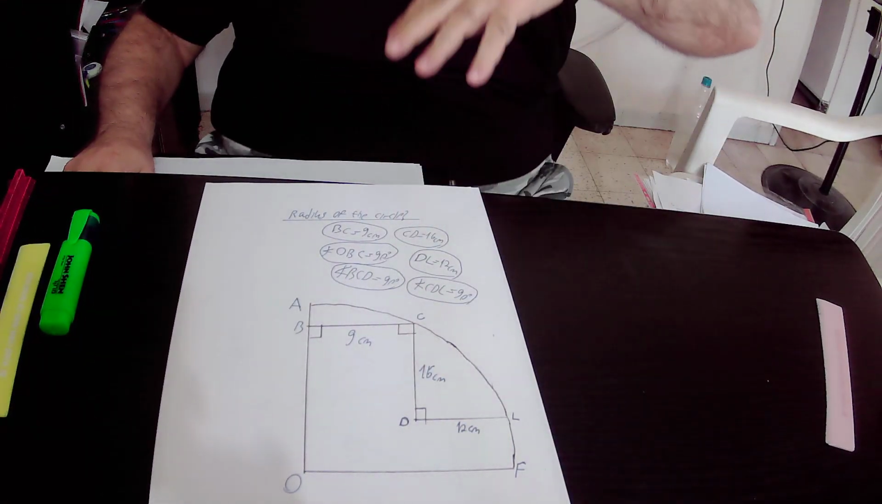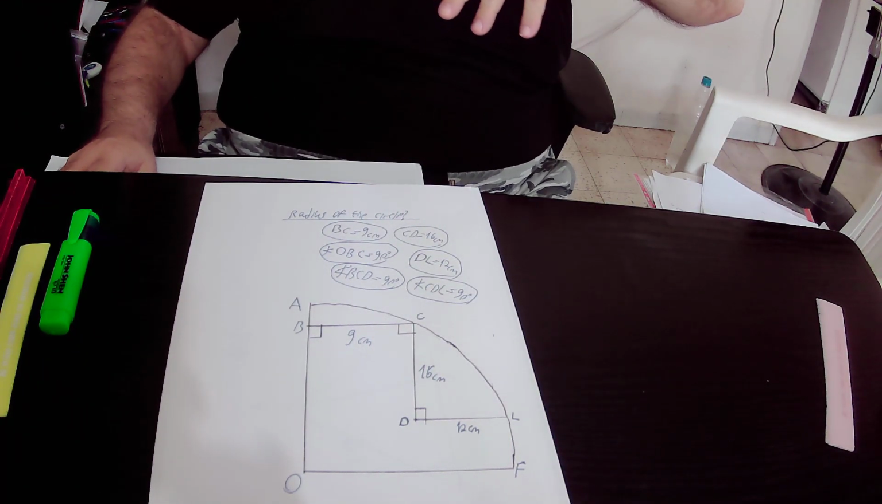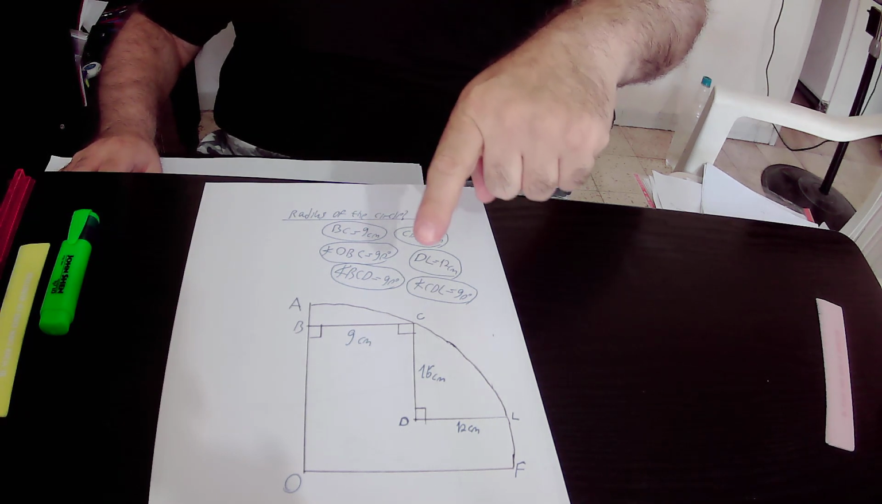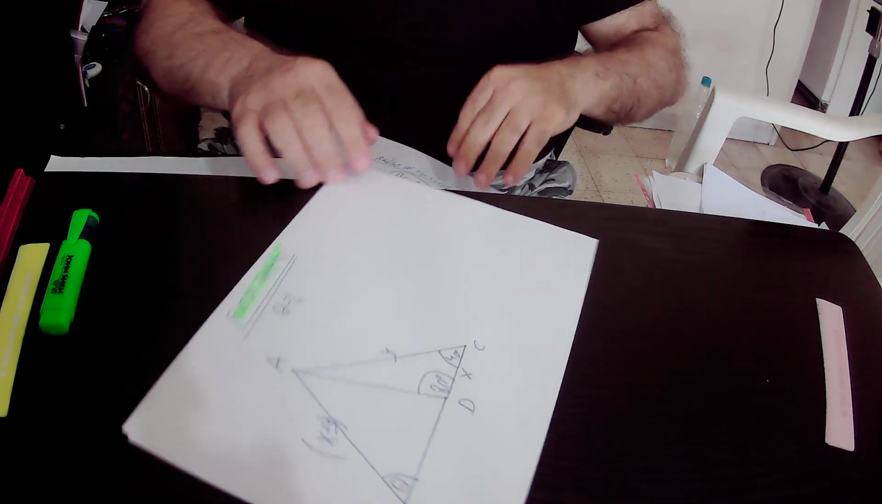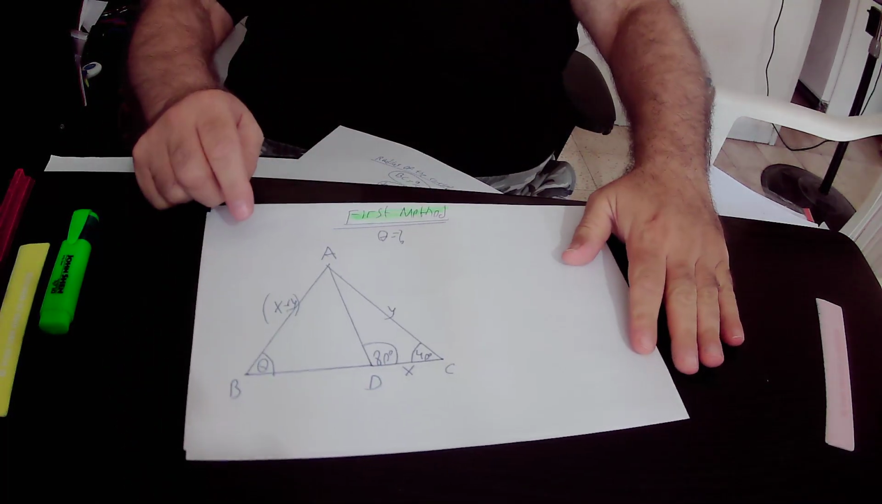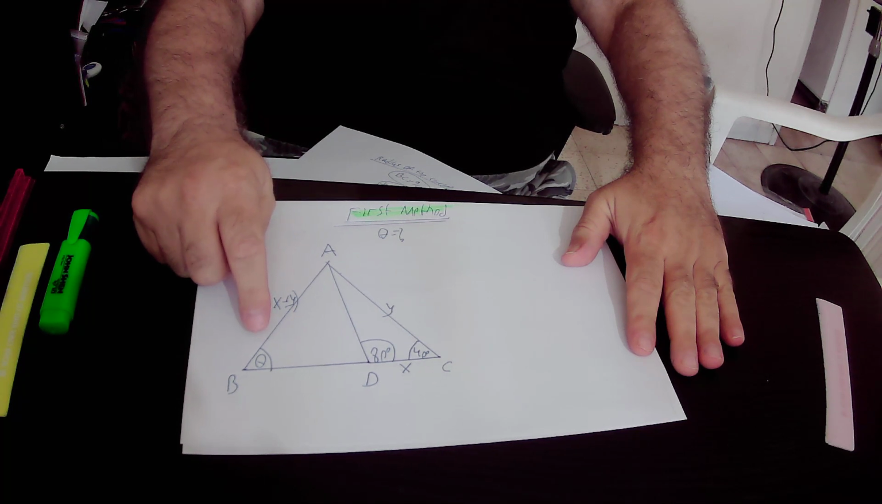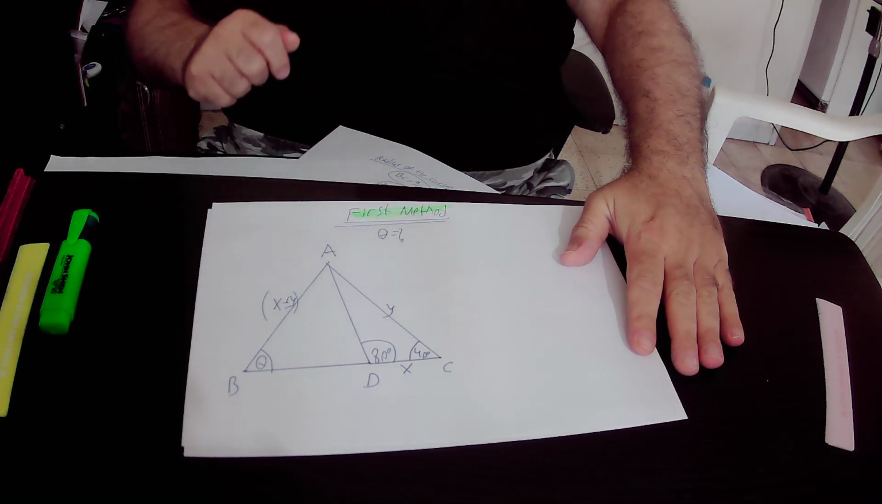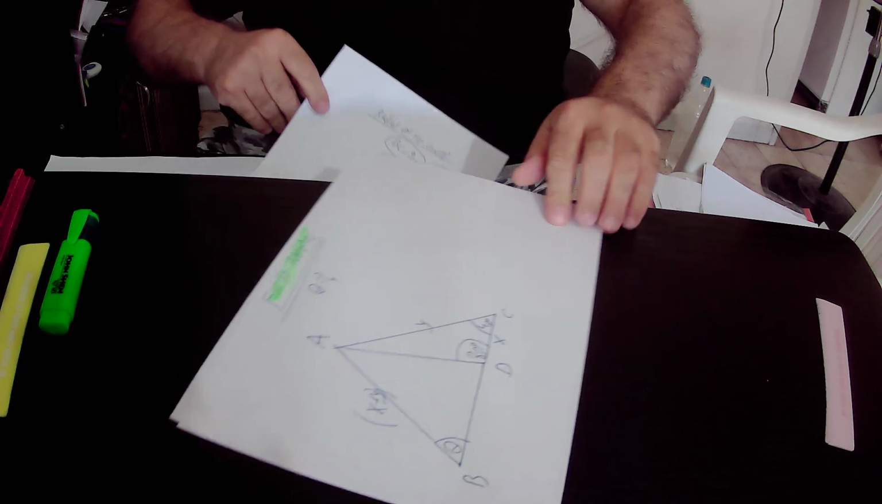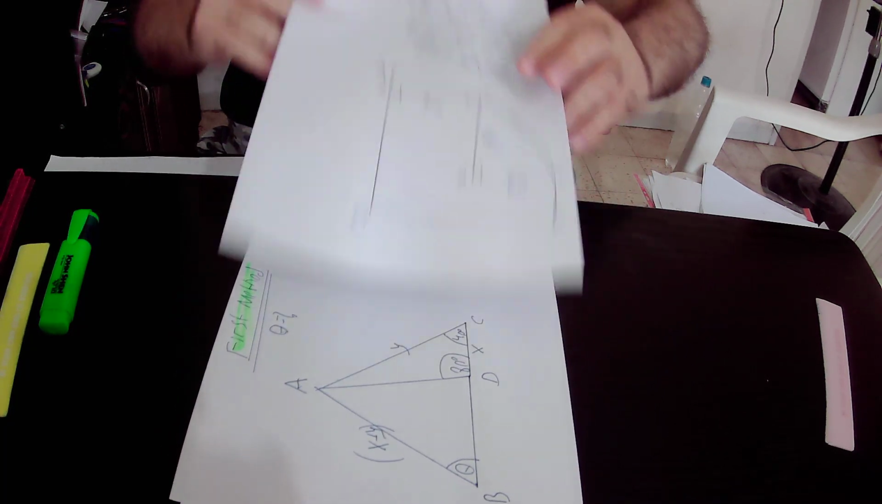Hello, in this lecture we'll answer two questions. In the first question, we will find out the radius of this quarter circle, and in the second question, we will find out the size of this angle theta, that is inside triangle ABC. So we'll start with the first question.